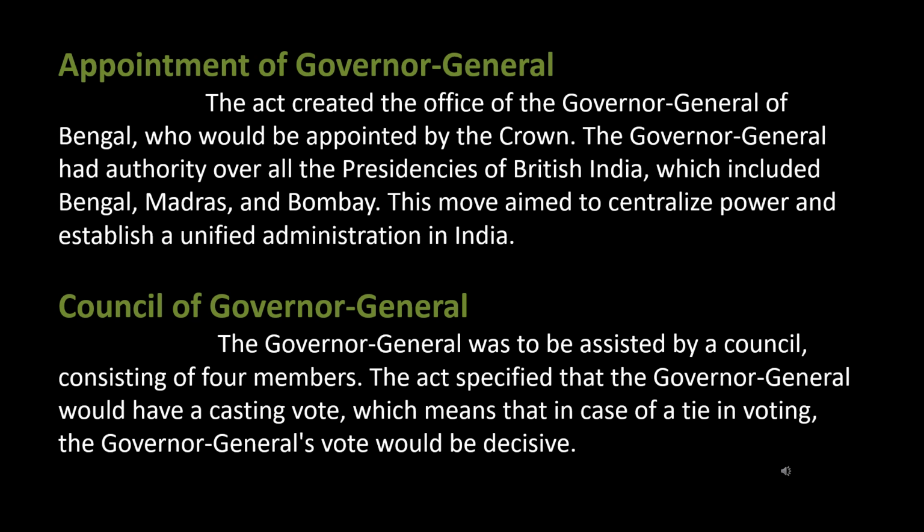Council of Governor General. The Governor General was to be assisted by a council consisting of 4 members. The Act specified that the Governor General would have a casting vote, which means that in case of a tie in voting, the Governor General's vote would be decisive.